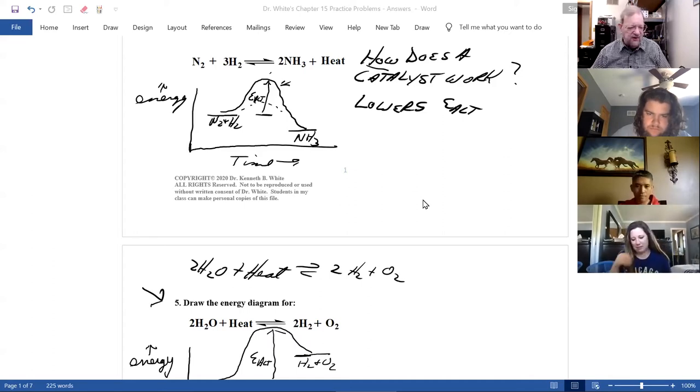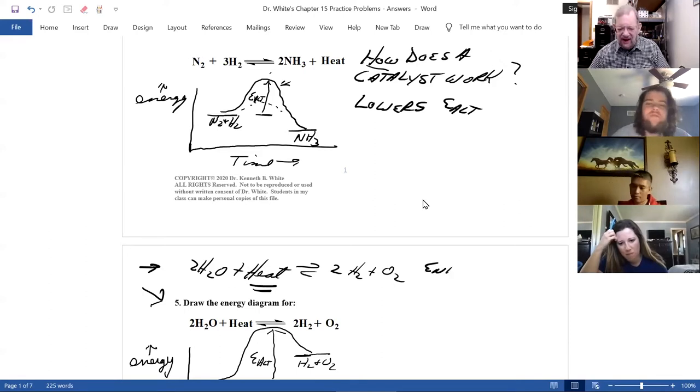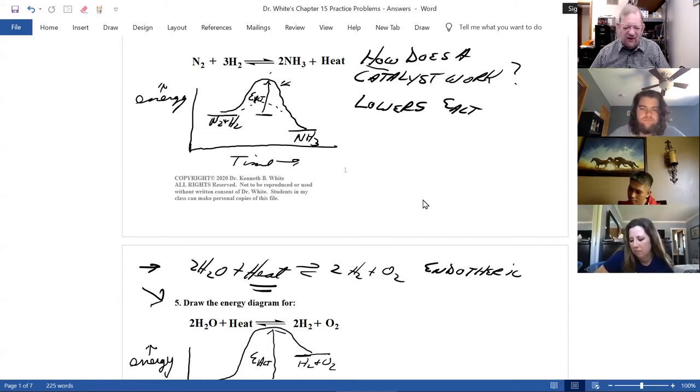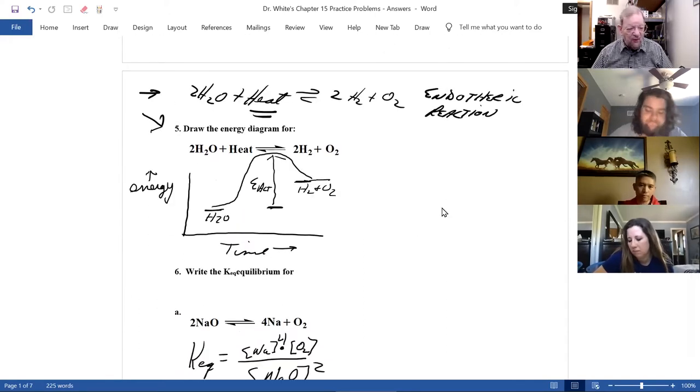Now, if we look at this equilibrium, the first thing, notice heat is on the left, and this is an endothermic reaction. Ooh, that would be a good test question. What type of reaction is this? Exo or endo? What that tells us is if we have an energy diagram, oh, we do. Here's the energy, here's the time on the x-axis. In case you forgot, this is y, this is x. You don't have to put that down, but I decided to tell you.